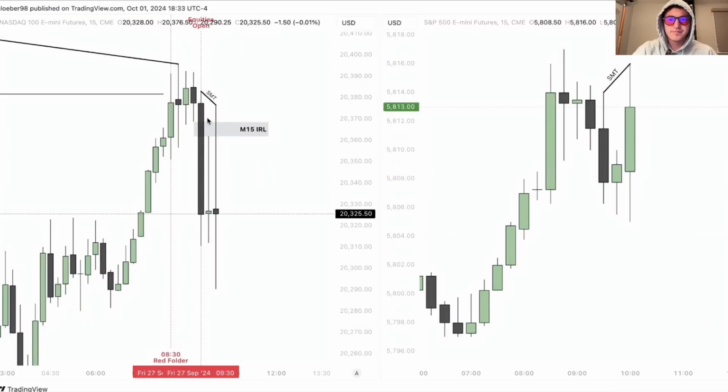What did we do right here? Price came up, tagged an internal range liquidity pool on the NASDAQ. What did we do on the S&P 500? We ran the high, while NASDAQ created SMT divergence inside of that 15-minute internal range liquidity pool. Step 1 and 2 are marked off on our checklist. So all we need to do now is drop to the M1 chart and watch the reaction on the NASDAQ to see if there was a forever model entry.